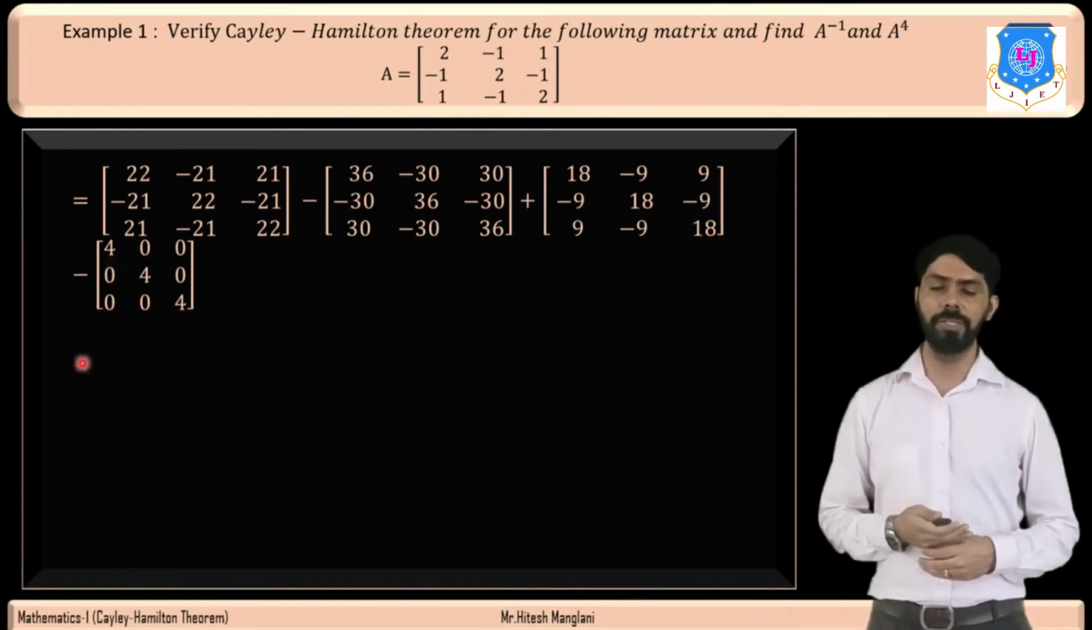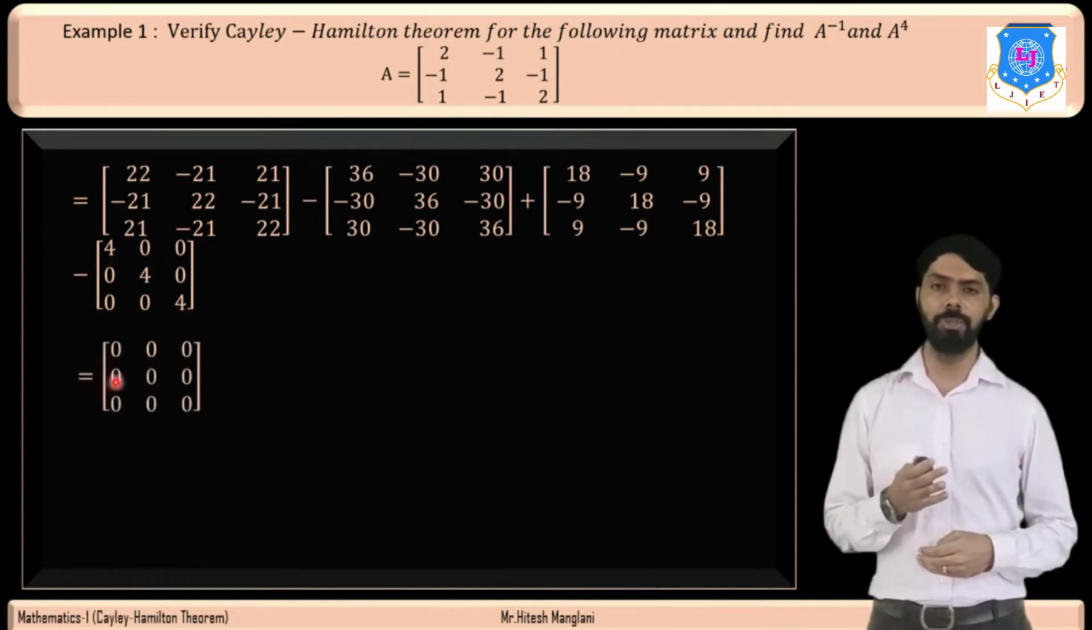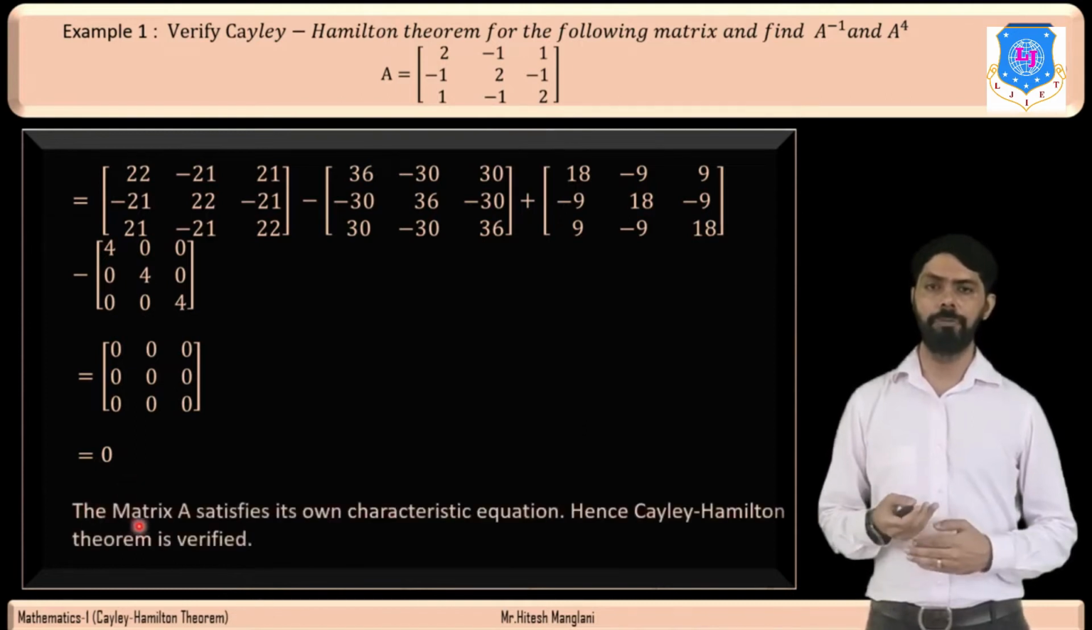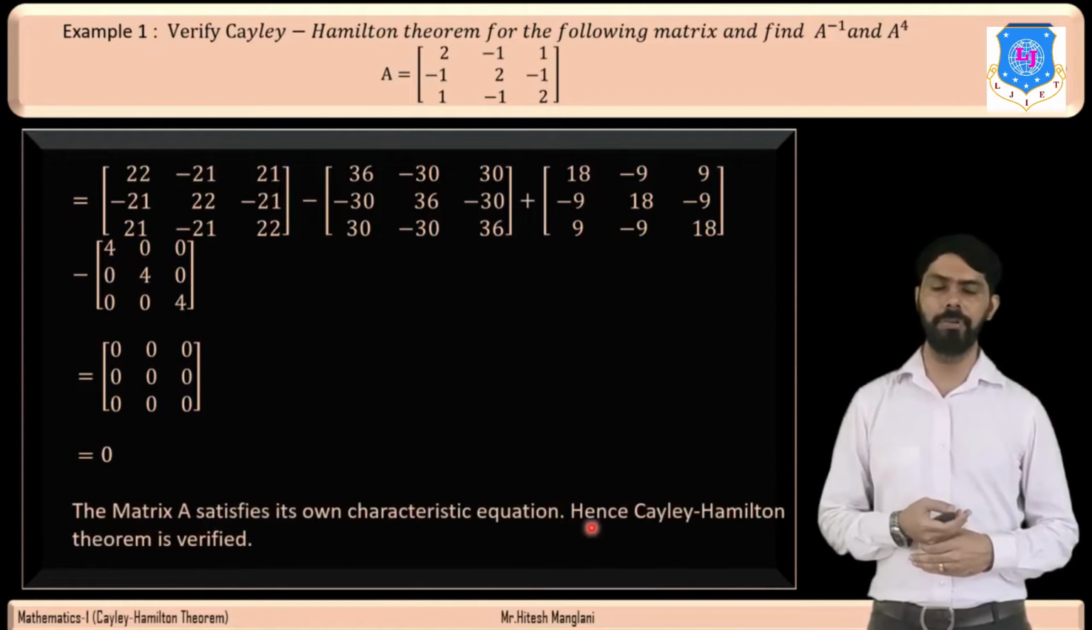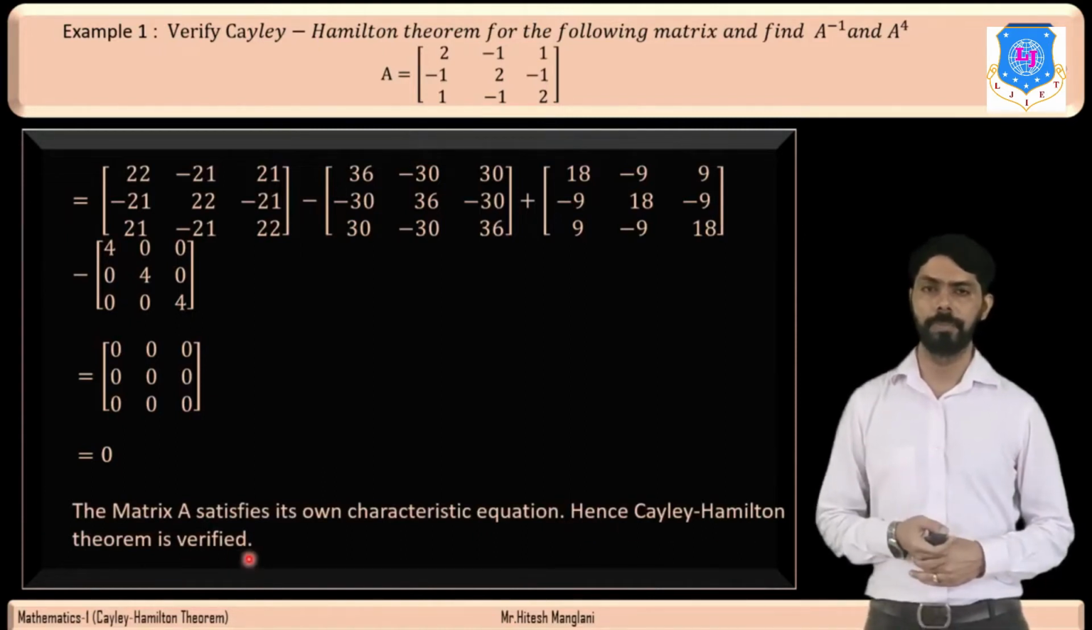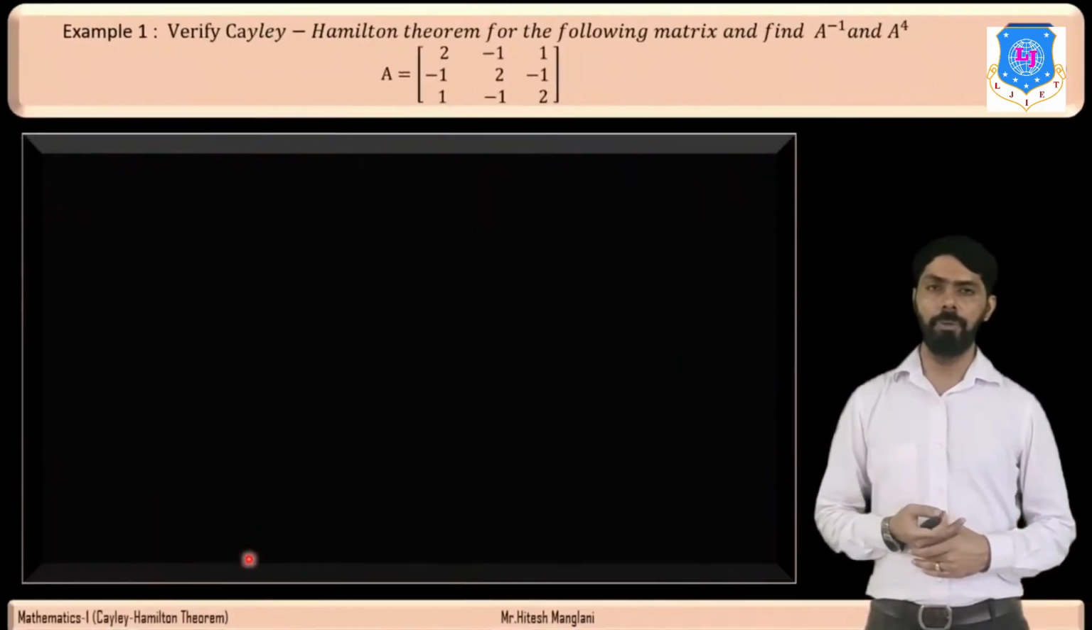Now if we simplify this, then the matrix will be 0 0 0, 0 0 0, 0 0 0. So this is the 0 matrix. So this is equal to 0. Hence, the Cayley-Hamilton theorem has been verified. Therefore, the matrix A satisfies its own characteristic equation. Hence, the Cayley-Hamilton theorem is verified. Now here we will have to find A inverse and A raised to 4.